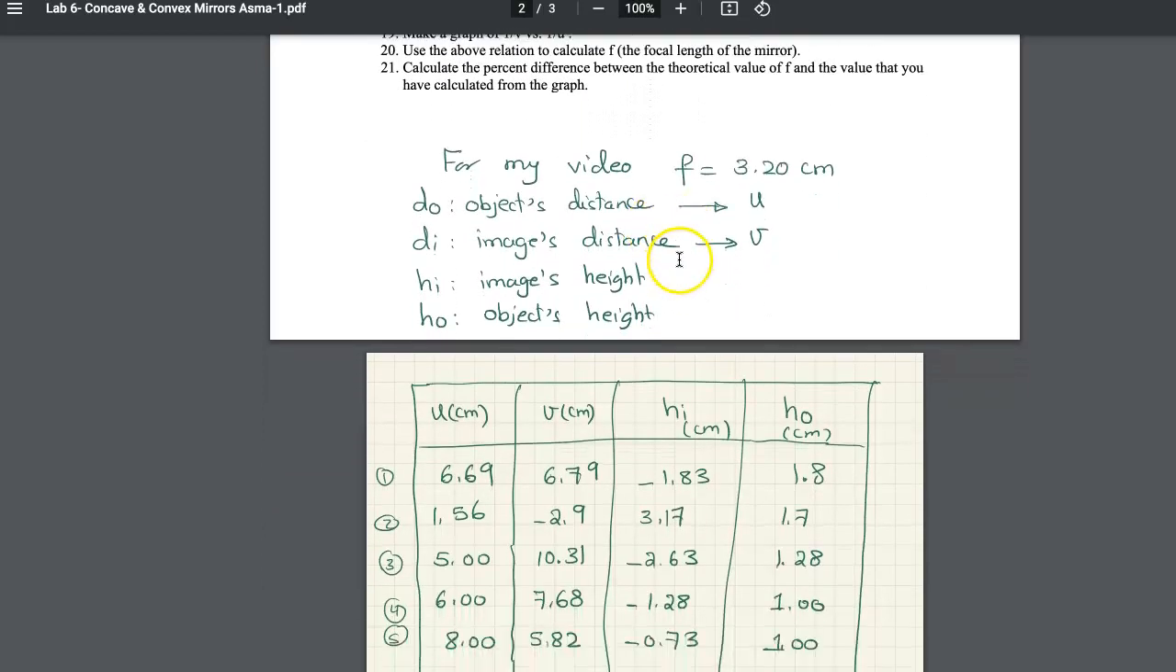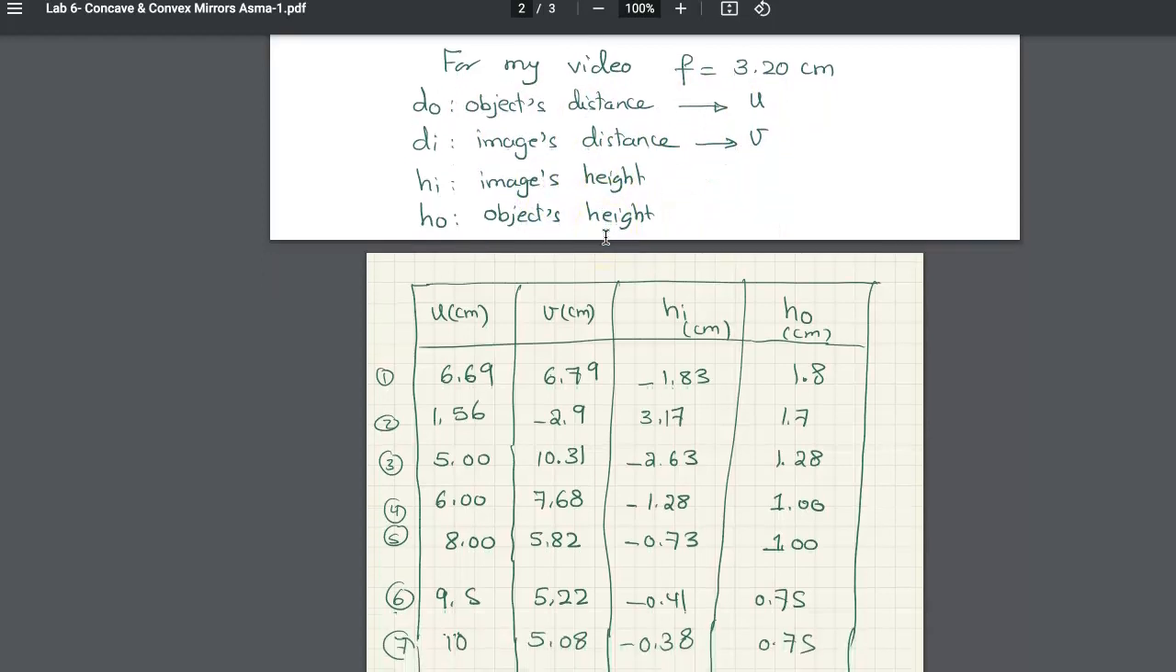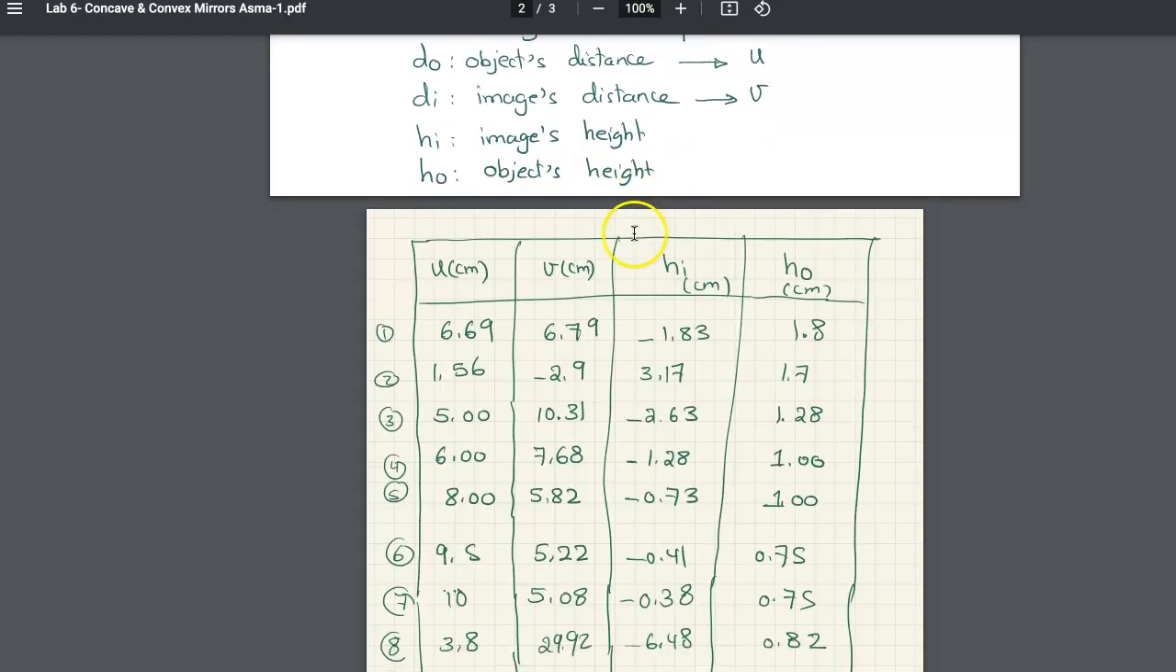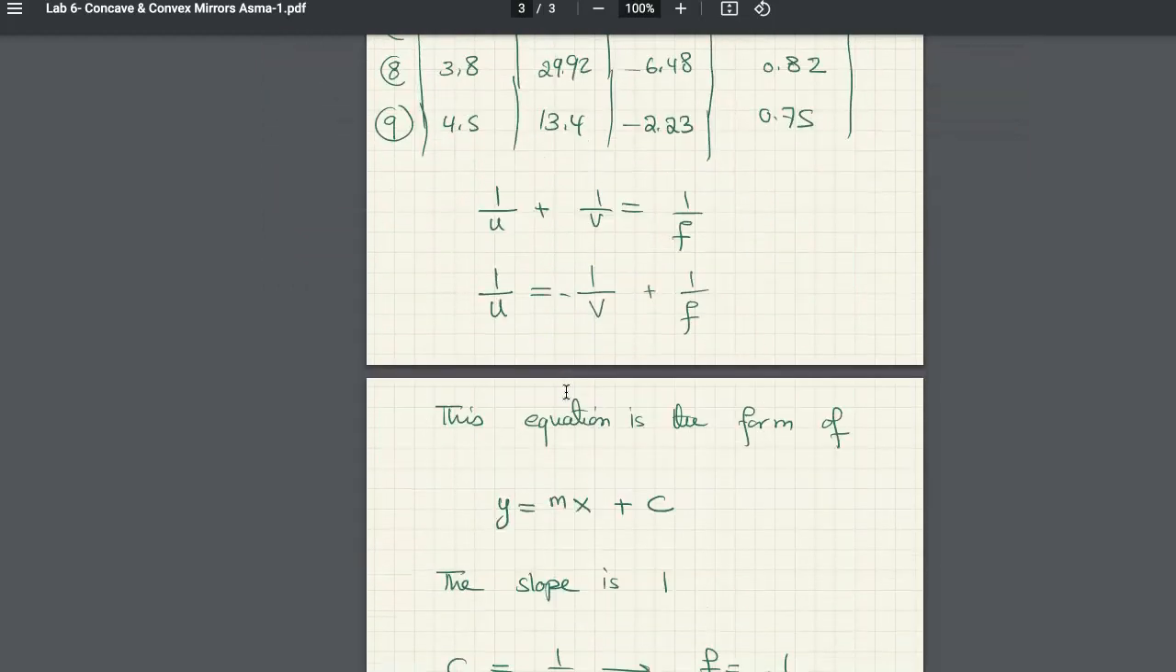For my video, F was 3.20 centimeter for the first set of data. The second one was, I think, 3.69. Here DO is the object's distance. I will call it U, the image's distance. I will call it V. HI is the image's height, and HO the object's height. And here is where I have collected my data.